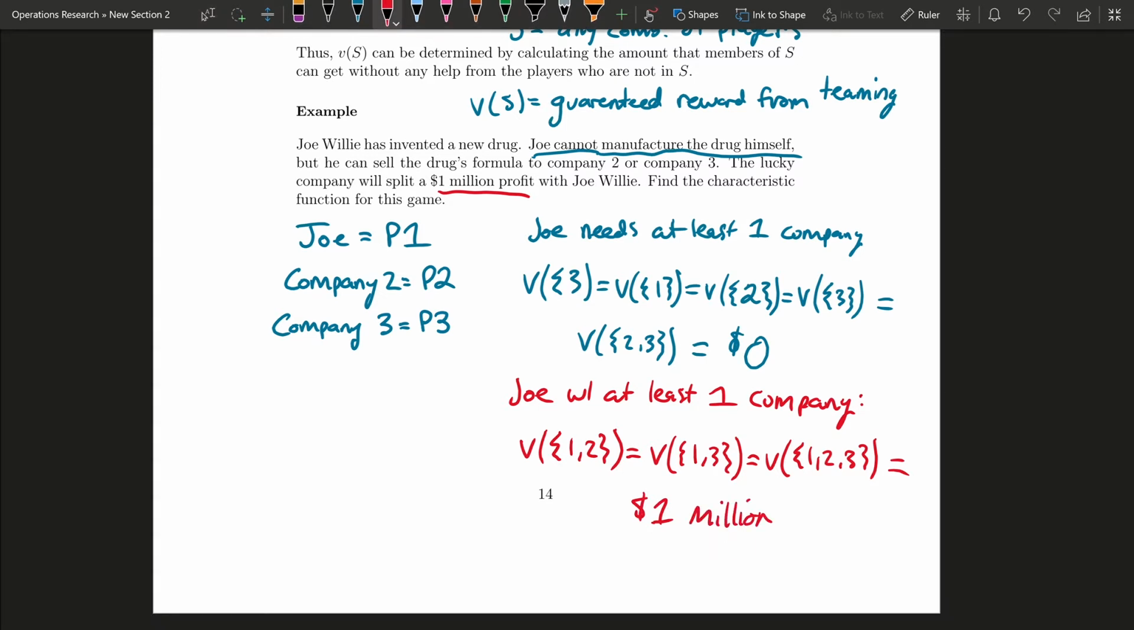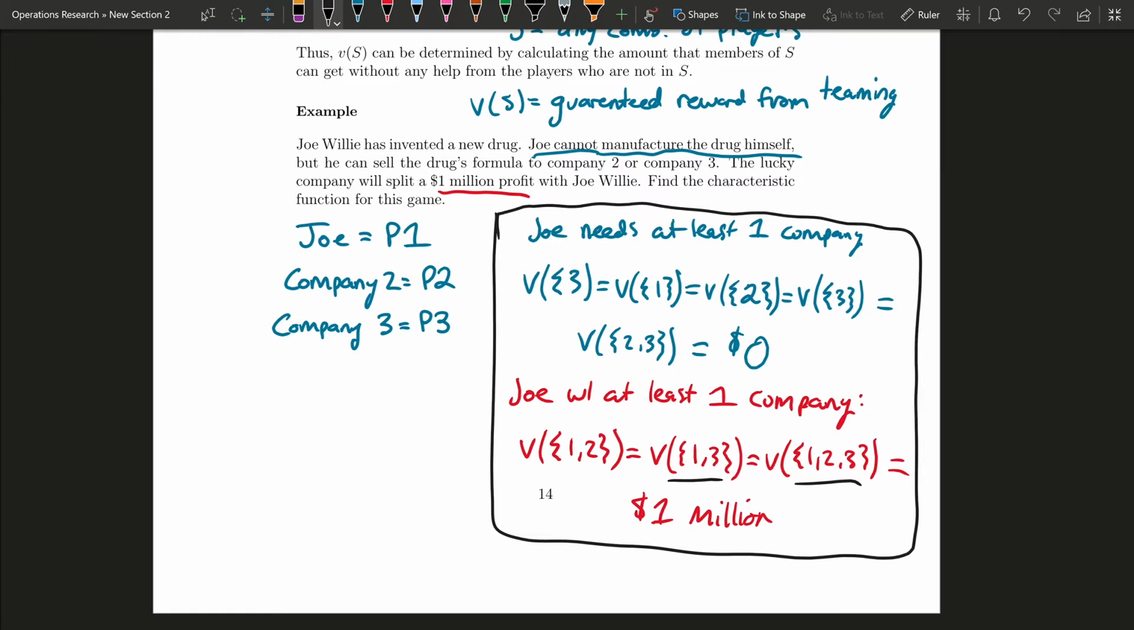And again, even though we have a different number of players in, say, this set and this set here, the net reward for this coalition of just Joe and company 3 and then Joe with companies 2 and 3 is still going to be that $1 million. They're all going to be split in that million. So they are actually equal with regard to their characteristic function. So this is our solution for the first example.